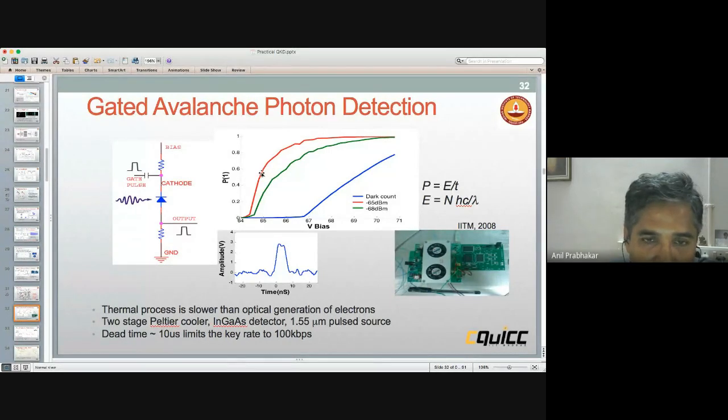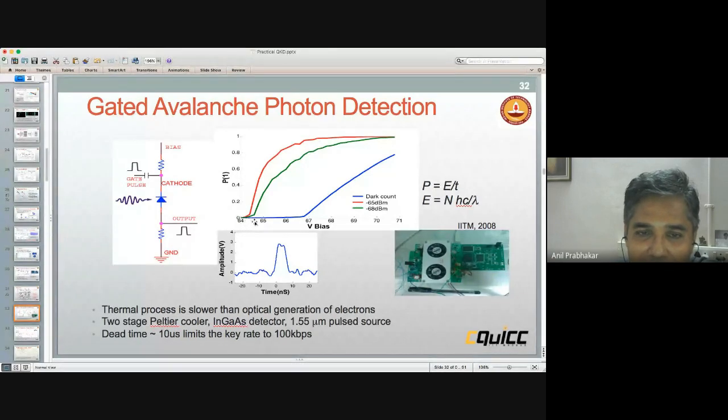The important thing is this bias is basically showing you the difference between what happens when there is a photon and when there is no photon. So the blue is when there is no photon. If you can apply a gate pulse that will take you up here, and then the photon arrives at the same time, then you shoot up out there, and then you come down and sit back here.